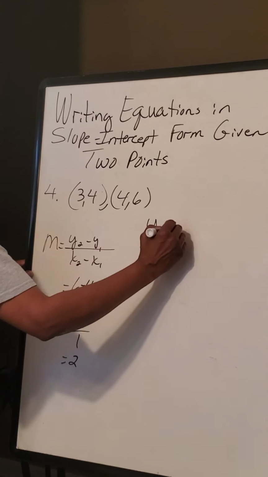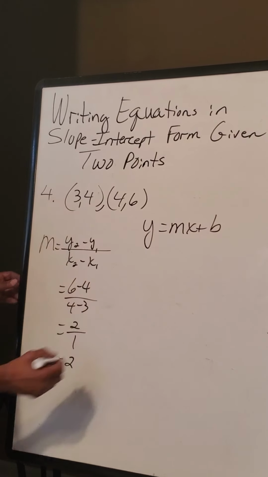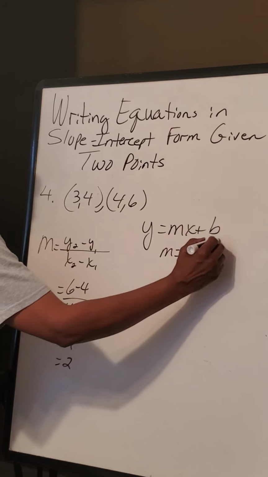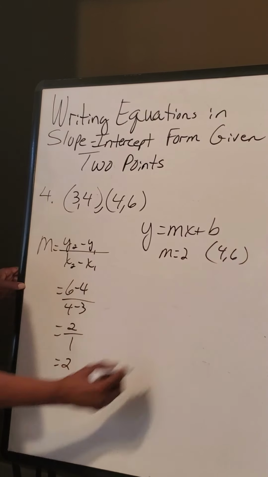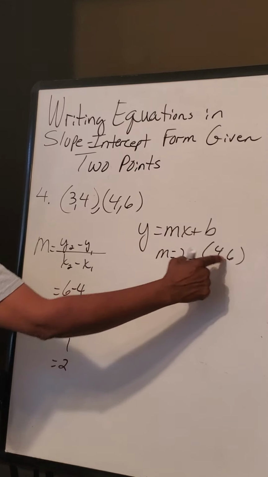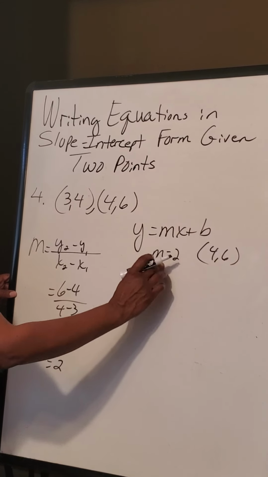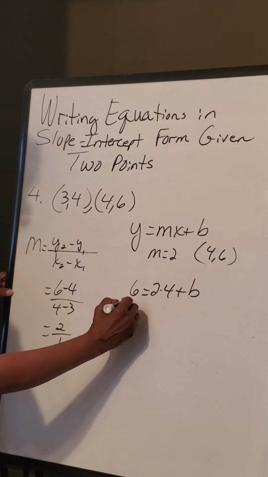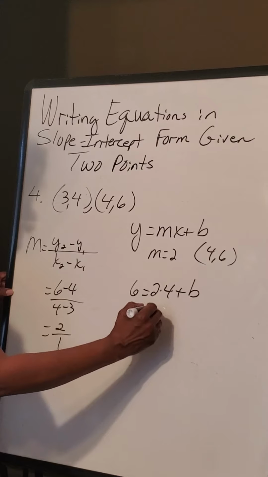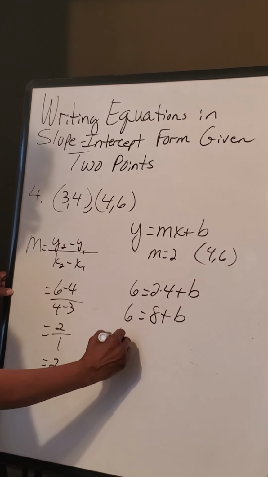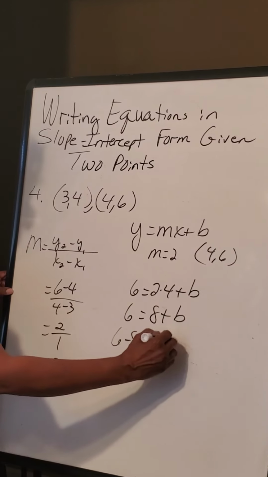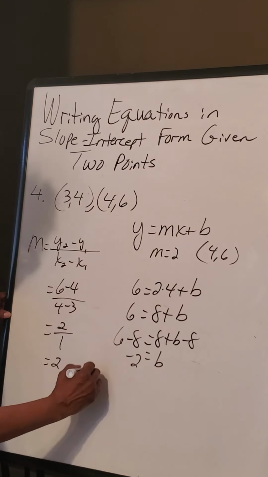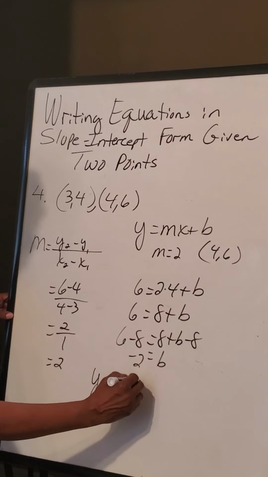Now I need to find my y-intercept. To find my y-intercept this time, I'll use the slope of 2. I'll use that second ordered pair. As I substitute, my y is 6, so I have 6 is equal to 2 times 4 plus b. So I'll get 6 is equal to 8 plus b. I'm going to subtract that 8. So I'll get b is equal to -2. So my equation is y is equal to 2x minus 2.